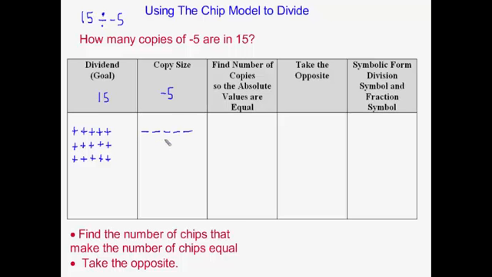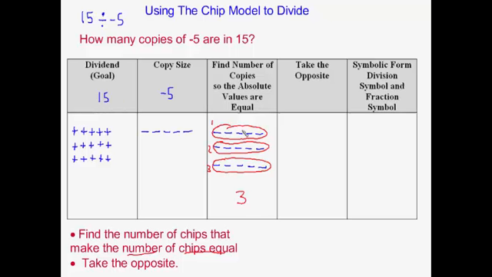So to get the number of chips to be equal, disregarding sign, I want 15 chips, and I'm going to use several rows of 5. It took one row of 5 to make 5. My second row of 5 would make 10, and my third row of 5 would make 15. So I'm going to count the number of copies it would take to make the number of chips equal. Disregarding sign, this was one row, or one copy. My second row was a second copy, and my third row was a third copy. So it takes 3 copies of 5 things to make 15 things.